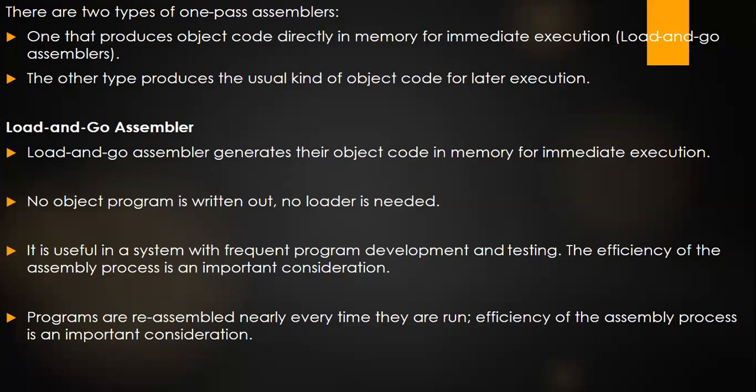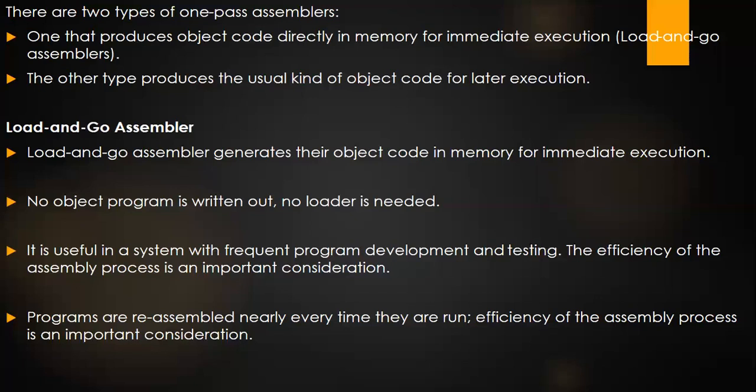Load and go assembler. Load and go assembler means while loading itself, we will be loading the object program itself. We're not loading the assembly level language for the conversion to object code. We'll be loading the object code itself. How is it possible? If you are generating the object code directly in the memory, then it is possible. We'll be discussing this variety in the next topic.